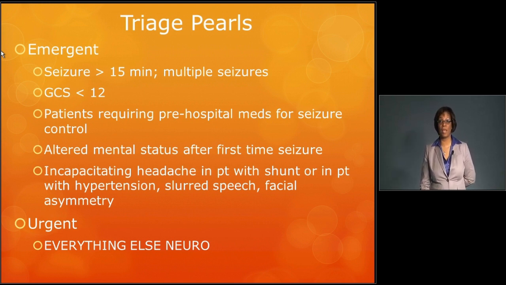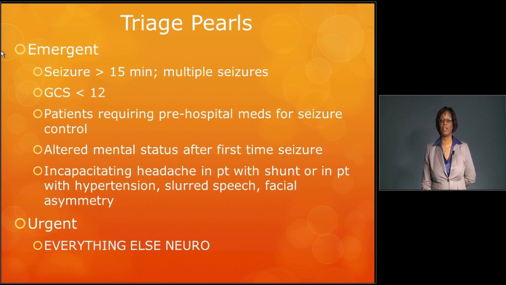Glasgow Coma score of less than 12 indicates significant head injury and altered level of consciousness. Patients requiring pre-hospital medications for seizure control should probably be considered emergent. There's a reason why they needed meds, probably because the seizure was long-lasting. Otherwise, seizures are relatively short in children, and they become postictal, and that's it.